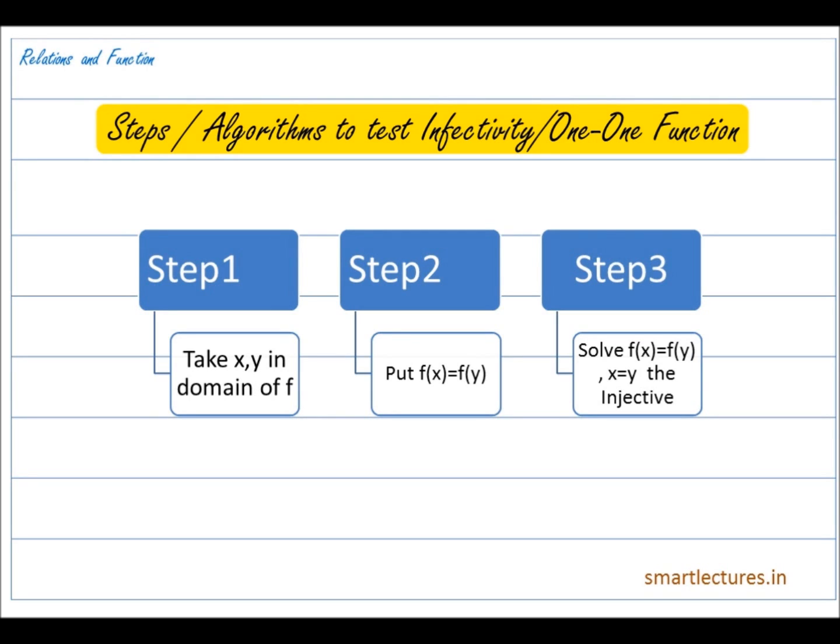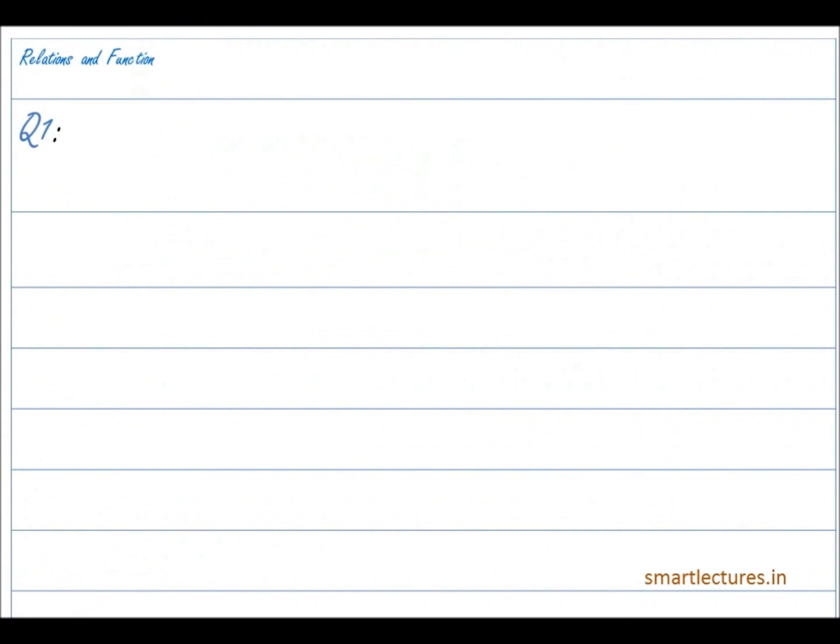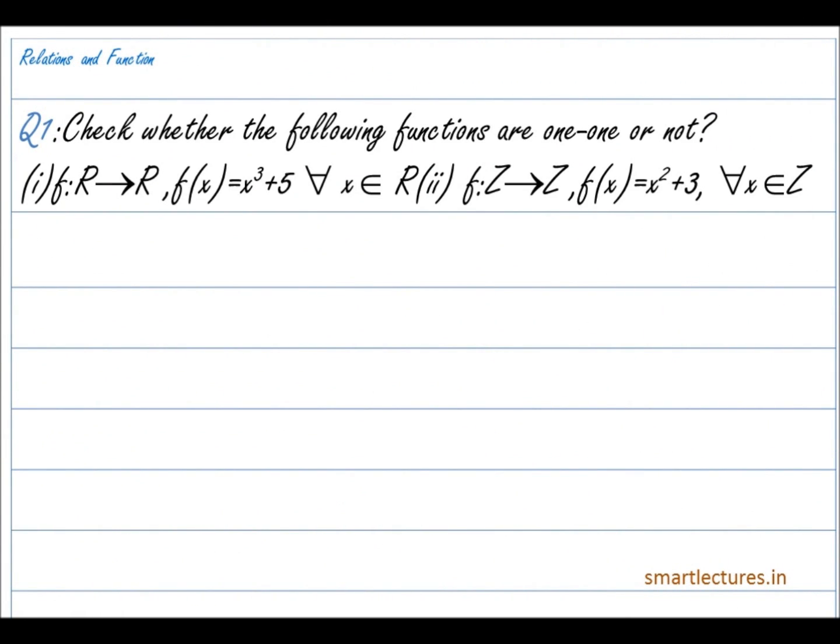And now let's solve some questions by using these steps to check whether given functions are 1-1 functions or not. Question number 1. Check whether the following functions are 1-1 or not. First case, function f from R to R, where f of x is equal to x cube plus 5 for all x which belongs to real numbers. And the second question is the function from Z to Z, where f of x is equal to x square plus 3 for all x which belongs to integers.